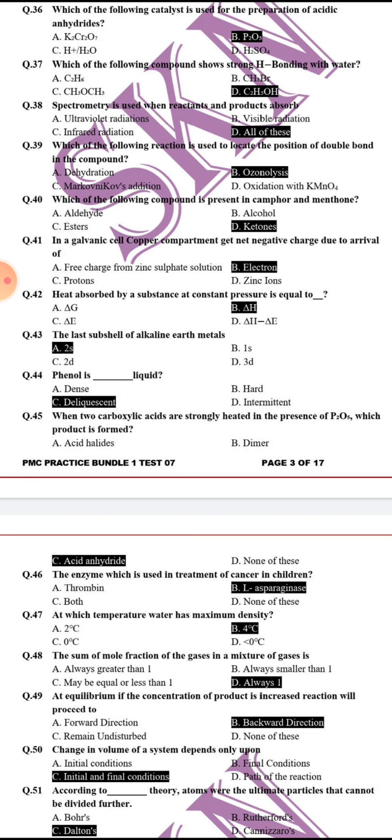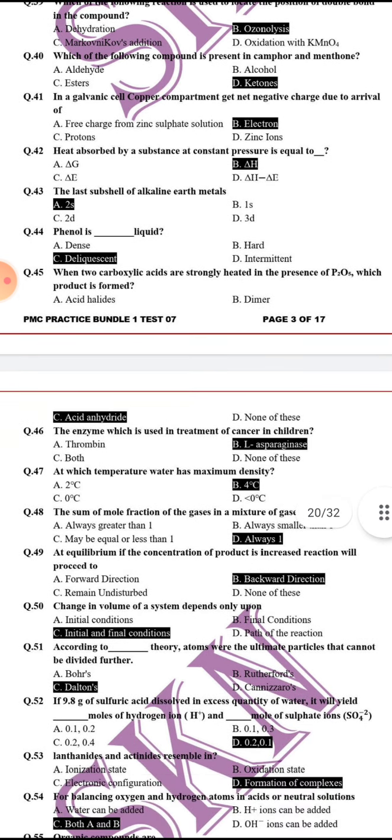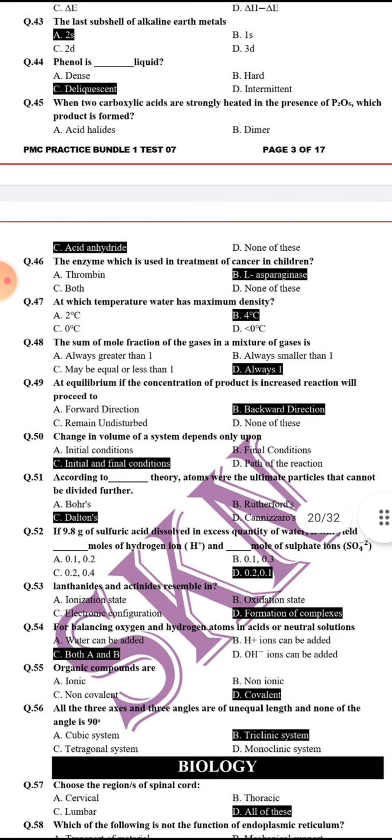Phenol is dash liquid. When two carboxylic acids are strongly heated in the presence of phosphorus pentoxide, which product is formed? Acetic anhydride, acid anhydride. The enzyme used in the treatment of cancer in children: L-asparaginase. We know that water has maximum density at 4 degrees Celsius.